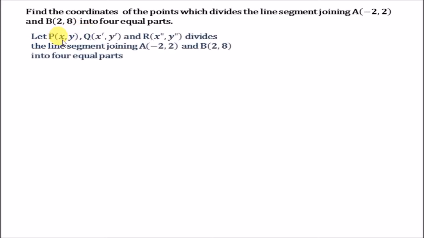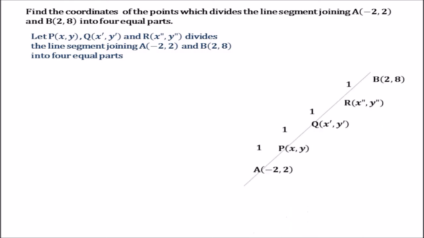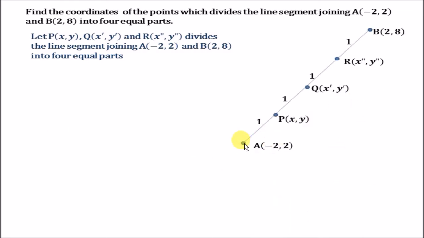So let us assume P x comma y, Q x dash comma y dash, and R x double dash comma y double dash is dividing the line segment joining A minus 2, 2 and B 2, 8 into 4 equal parts. This is our illustrative figure. The line segment joining A and B is being divided by the points P, Q and R into 4 equal parts of ratios 1:1:1:1. Now we need to find the coordinates of P, Q and R.